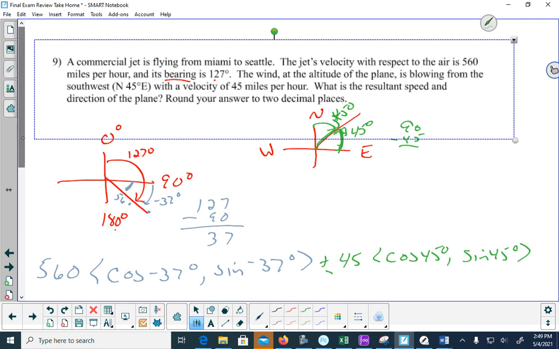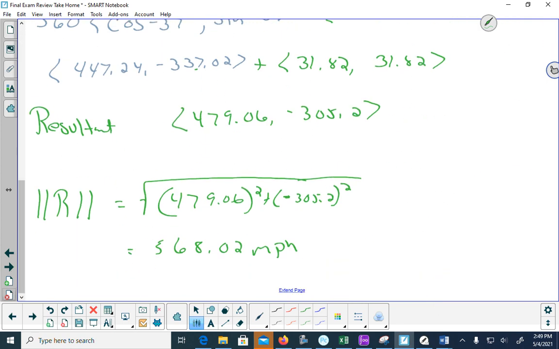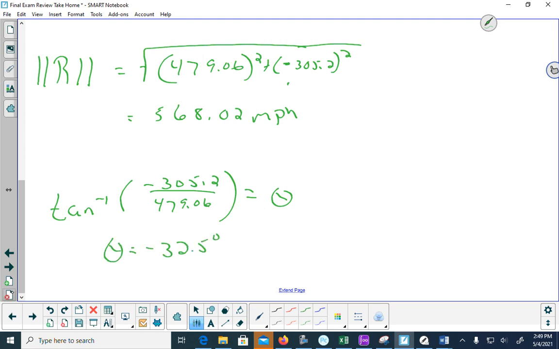Does it make sense? Well, yes, the plane was going 560 miles per hour. The wind is kind of pushing it along. It's kind of helping it. It's not that great of a help, so it's going to make it go 8 miles an hour faster. The next thing it wants is the direction of the plane. So I'm going to do the inverse tangent to find my angle. Remember, I'm doing my y, so that negative 305.2 over my x. And I'm putting this in my calculator to find my theta. And when I do that, my theta ends up being negative 32.5 degrees.